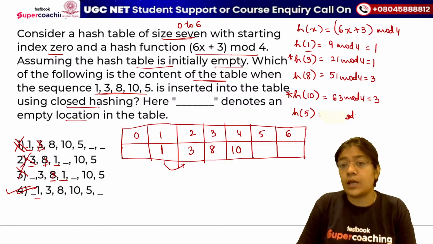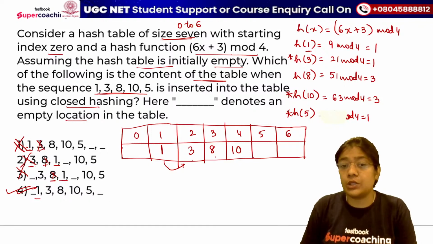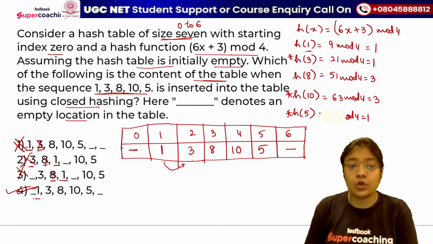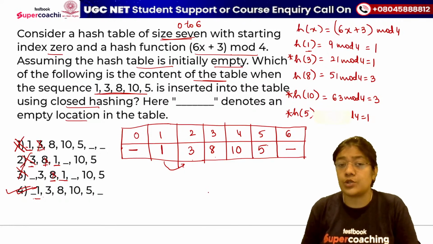33 को जब आप 4 से divide करेंगे तो आपके पास remainder आता है 1। Again 1 is busy, so collision हो गया। 2 collision, 3 collision, 4 collision, 5 is the next available slot, so 5 will be stored at the index 5. So first slot is empty, last slot is empty. First slot is empty, 1, 3, 8, 10, 5 and dash.